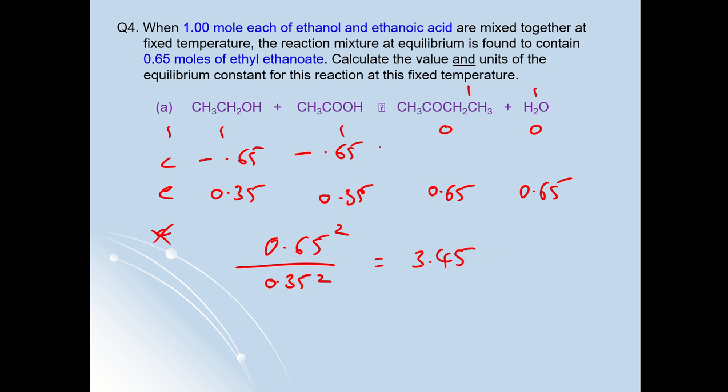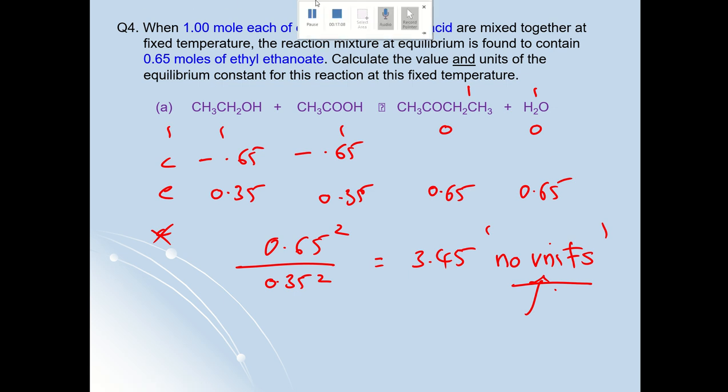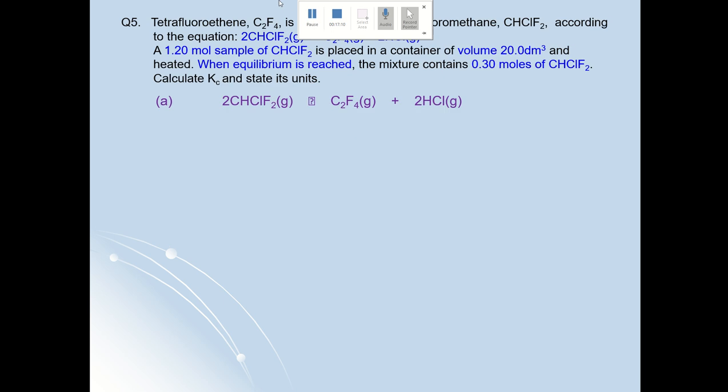Now, there are no units. The number of units on the top line and the bottom line are the same. Moles per dm cubed squared on both. And we usually write no units. Don't leave it blank, guys. If there's no units, write no units. There may well be a mark for that. Okay, so again, one that looked tricky enough, but actually in reality wasn't too bad.